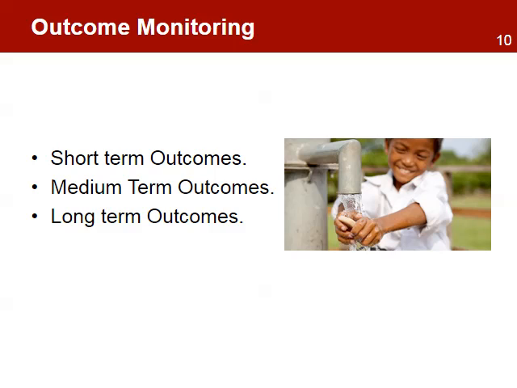Short term are changes in abilities, skills, knowledge, and awareness. Medium term are changes in behaviors, practices, and action. Long term are changes in conditions. This is usually referred to as impact level results. Outcome monitoring seeks to know if the intended outcomes are being achieved and by how much. For example, how many beneficiaries are changing their water and sanitation practices.